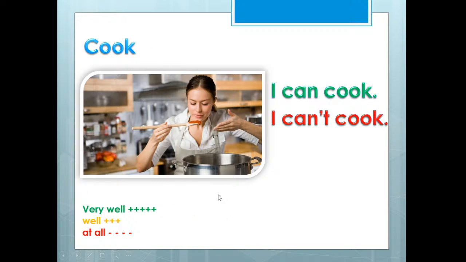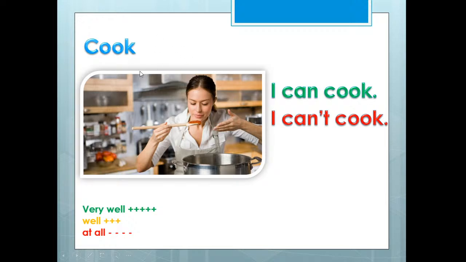So if you are really good in the kitchen, if you can cook, you can say, I can cook very well. If you are able to do some dishes, if you sometimes go to the kitchen to prepare some food, you can say, I can cook well. But if you can't fry an egg, you can say, I can't cook at all, right?